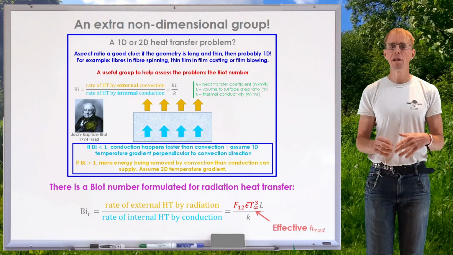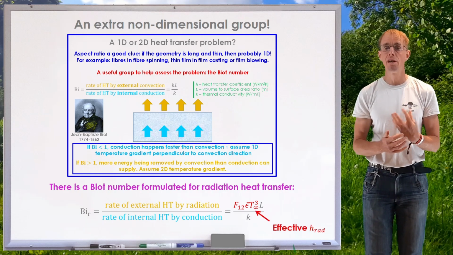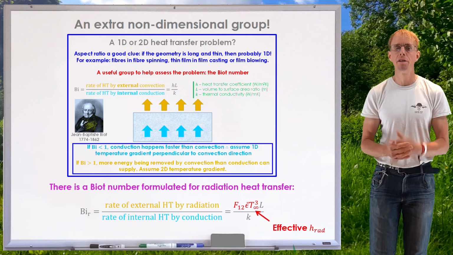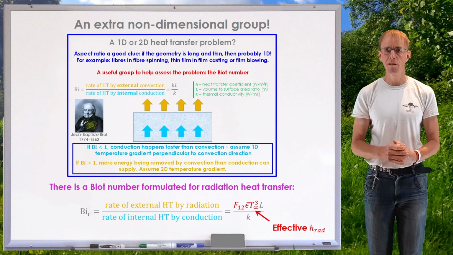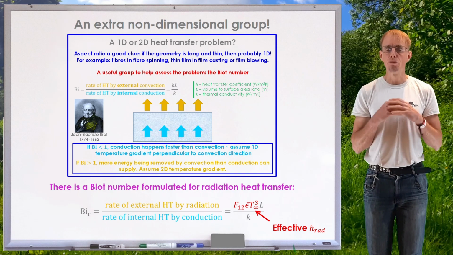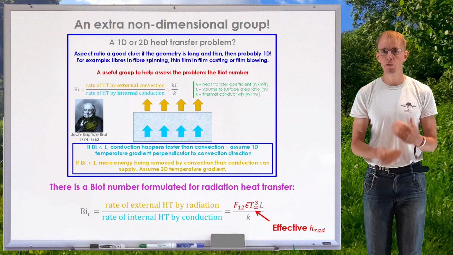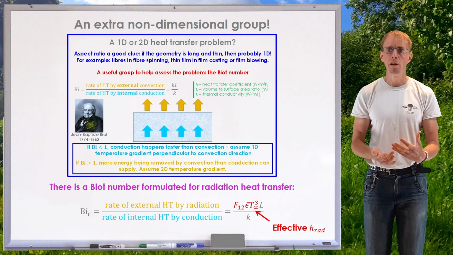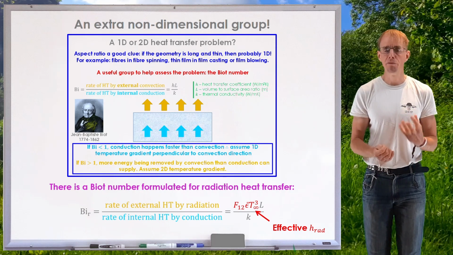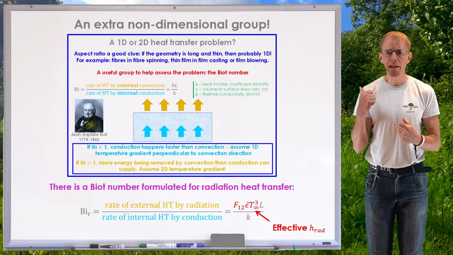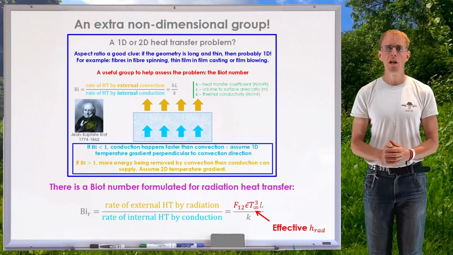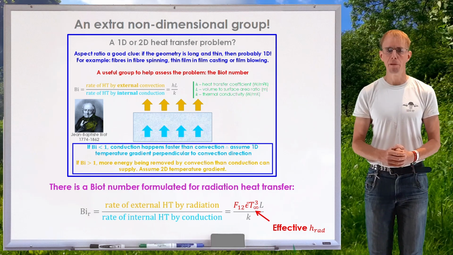And let's say it's the rate of external heat transfer by radiation divided by the rate of internal heat transfer by conduction. And again, we can use this radiative Biot number to help us decide whether we've got a 1D or a 2D problem in exactly the same way as we did when we were dealing with convection heat transfer. And there on the whiteboard, I've put an expression for a radiative Biot number.